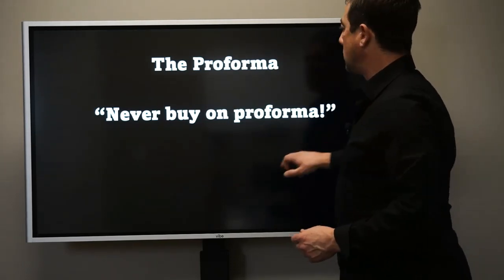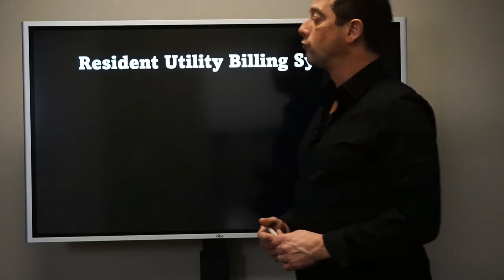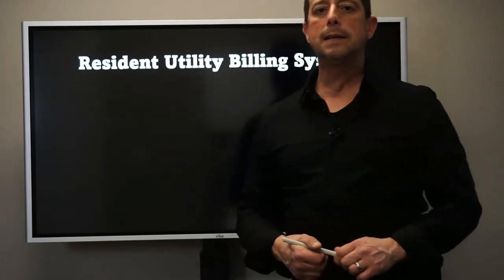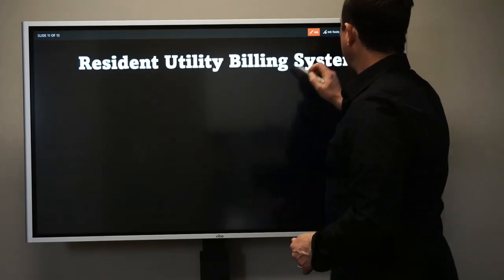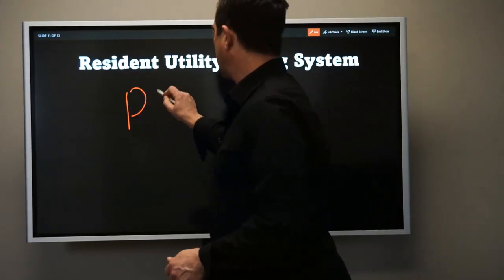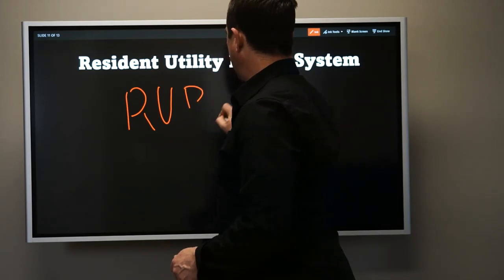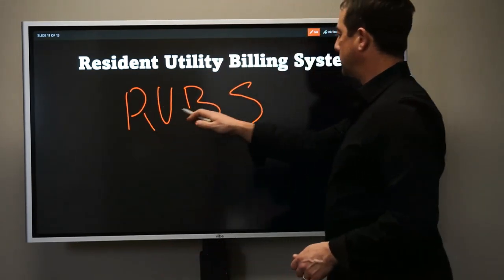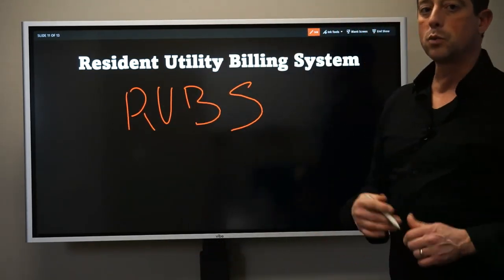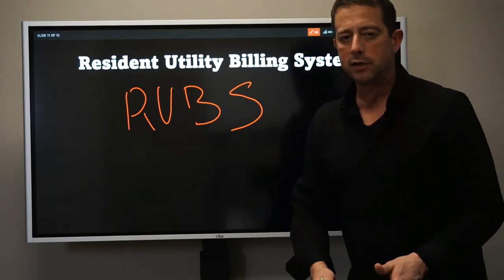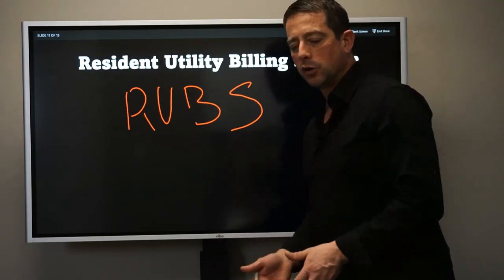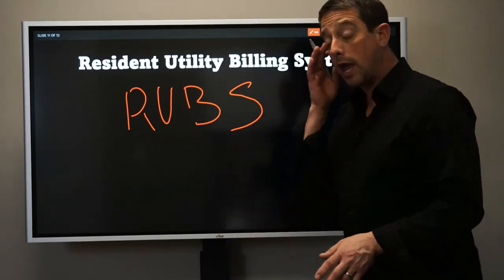Moving on. So now let's talk about RUBS, Resident Utility Billing Systems. This is one of my favorites, RUBS. And you'll see that a lot of times. What we're talking about is the difference between master metered and individually metered utilities, okay?